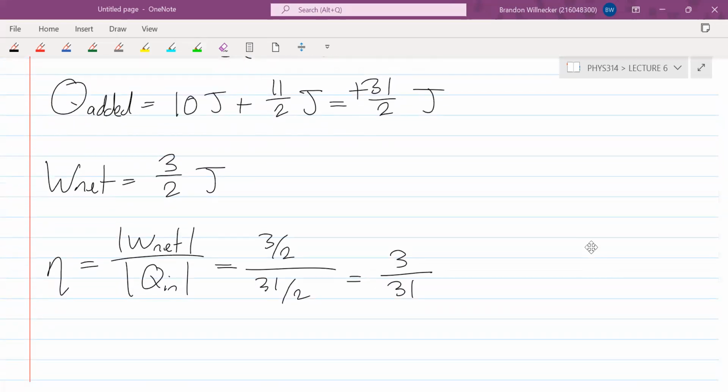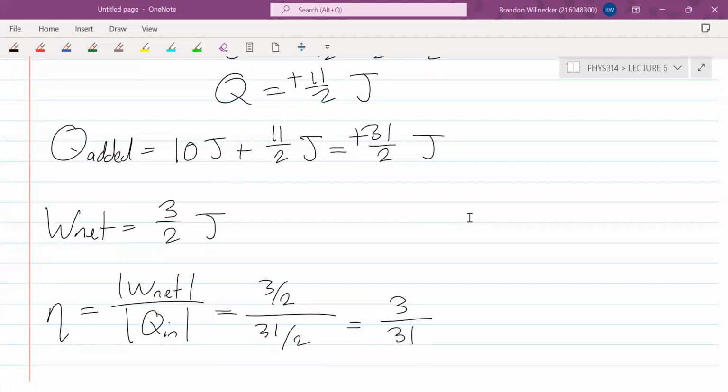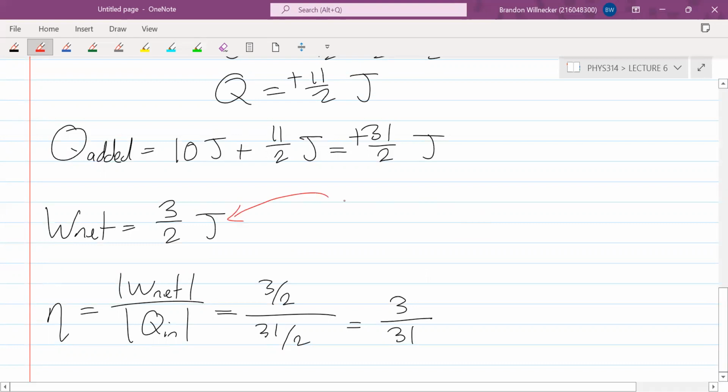Okay, any questions on this first part? So this is an engine. Sorry, can't hear you. Never hear your last part. Is this? You said it's an engine. Yeah, yeah. Because the W net is positive. Yeah, so it's producing work, so it must be an engine. Okay, thank you, sir.